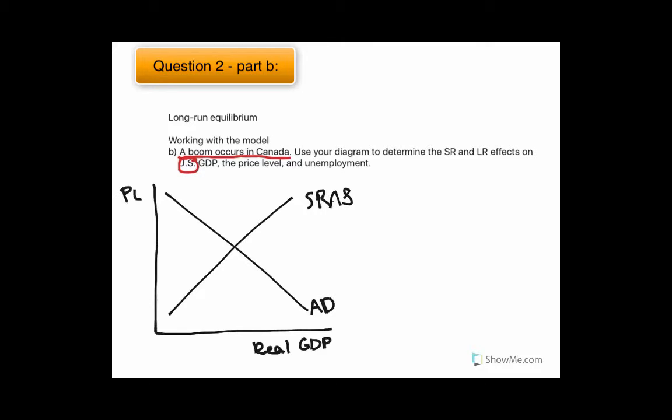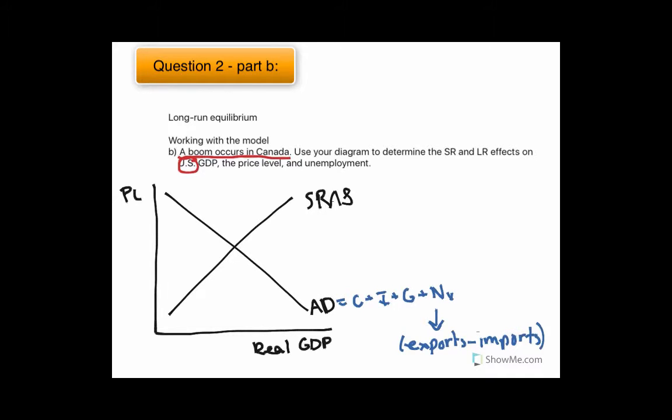So at first it may not be clear how this change in Canada affects the US, but if you recall, the aggregate demand equation, just like from last time, is equal to consumption plus investment spending plus government spending plus net exports. And this net exports is exports minus imports.